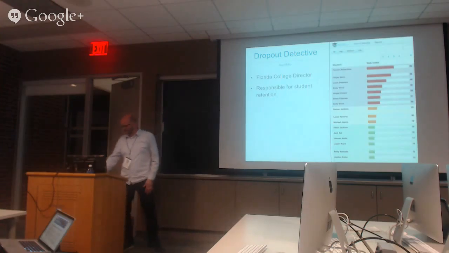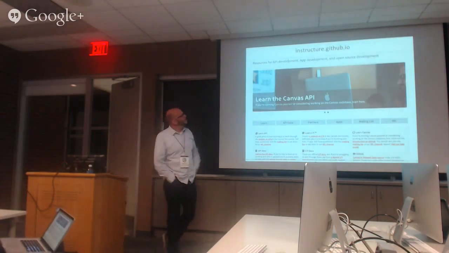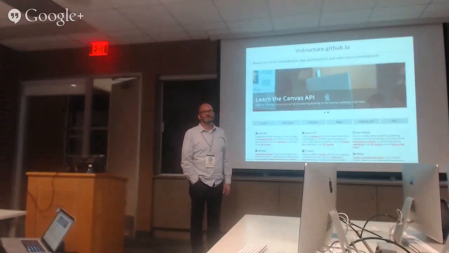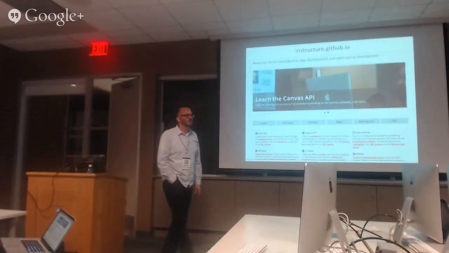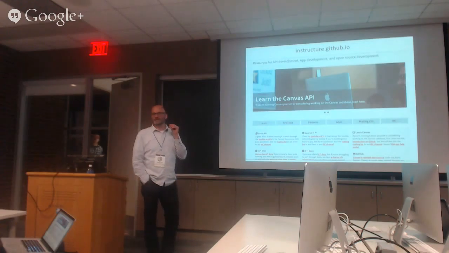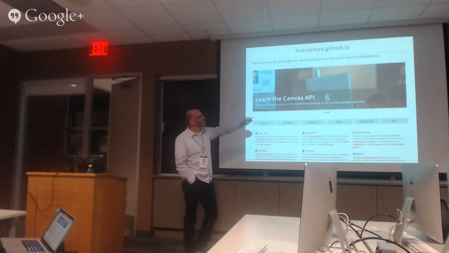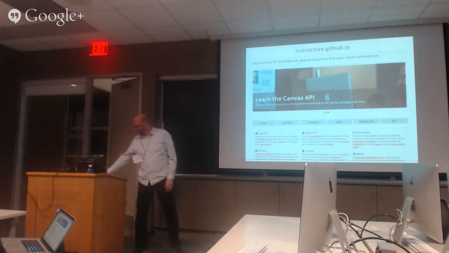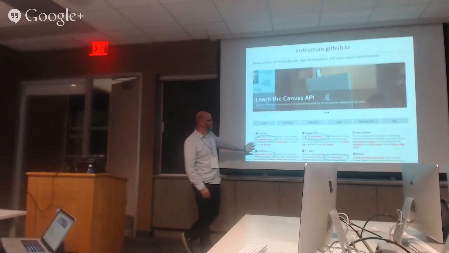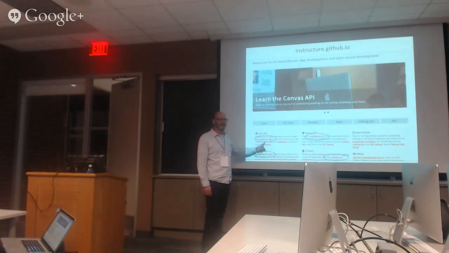All right, so let's Dropout Detective. Instructure.github.io. So I mentioned that Canvas is open sourced. You can download Canvas, the application, off of GitHub. Well, we also have this Dev and Friends page, and that's what we're looking at here. Learn the Canvas API. So if you come to instructure.github.io, just a couple things here that are worth pointing out as primarily the module on APIs, introducing you to APIs and how to call them, how to leverage them. And we're going to be doing some of this today.